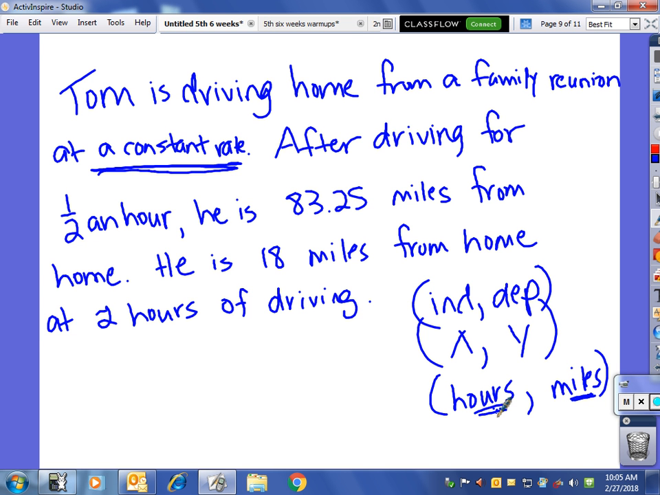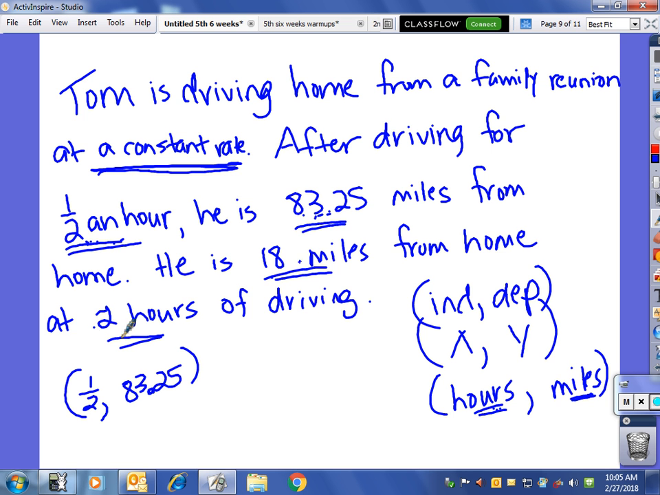So you have to take those 2 points, which were given to you in different orders, by the way. Look at the first point. I gave you a time and then a distance. And the second point, I gave you a distance and then a time. You've got to put them in the right order. What would this point be? Which is my x and which is my y? What would it look like as a point? 1/2, comma 83.25. That's one of my points.